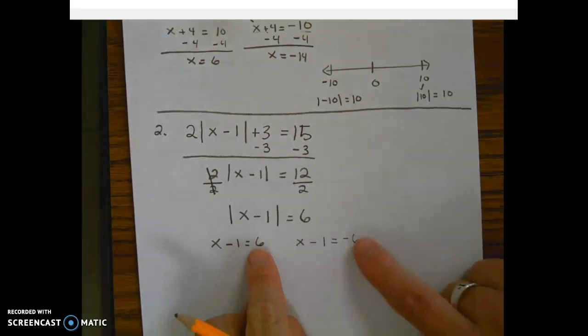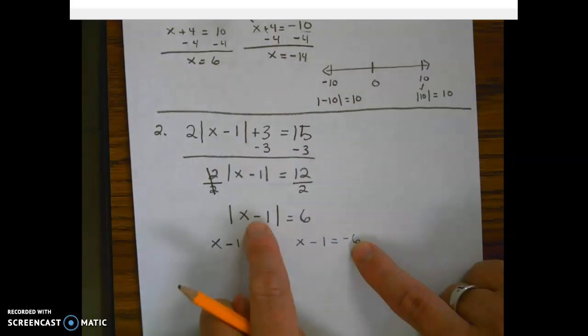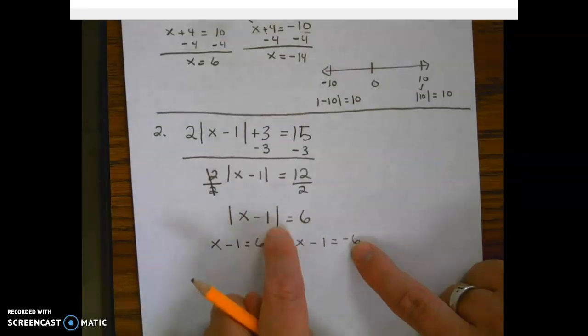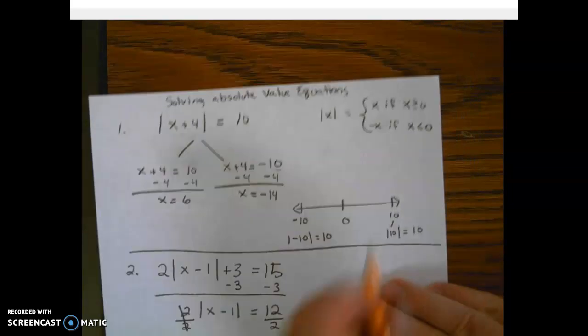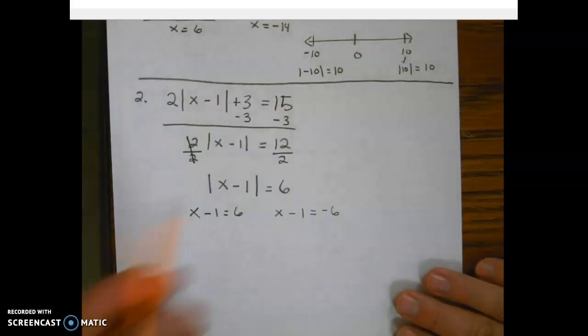Don't get this confused with the answer here. Okay? We're looking at the two options inside this expression that will give us a positive 6 when you take the absolute value of it. And we're using this definition to help us write those equations. Okay, solving.